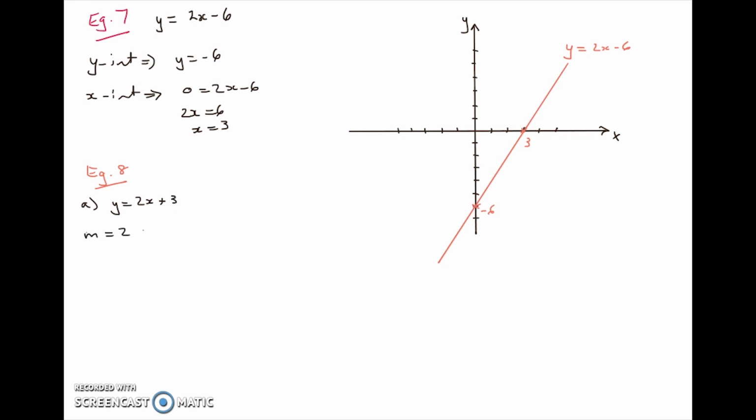And then we use our rule for the relationship between the gradient and the angle. So theta will equal the inverse tan of our gradient 2, which when we calculate that out becomes 63.4 degrees.